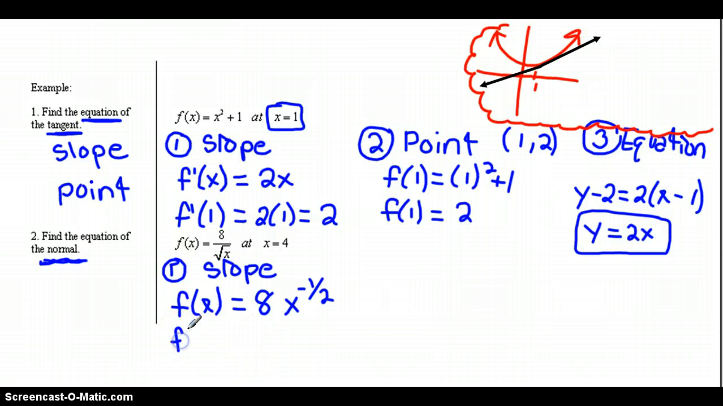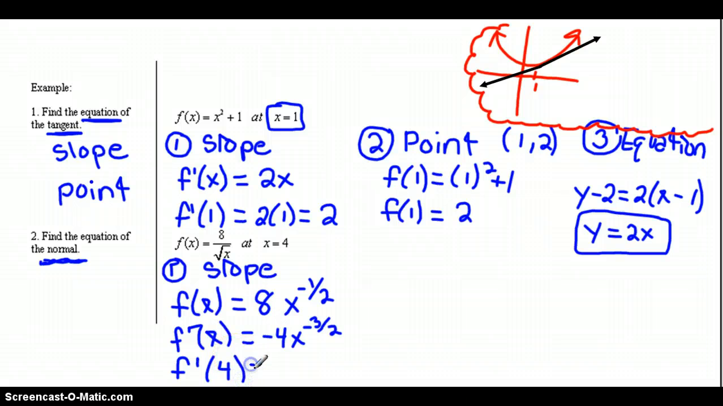Now when I find my derivative, I'm going to go ahead and take negative 1/2 times 8. That will make it negative 4. And I now have x to the negative 3/2 if I subtract 1 from the exponent. I really want to find my slope when x equals 4. So I'm going to go ahead and put 4 in.